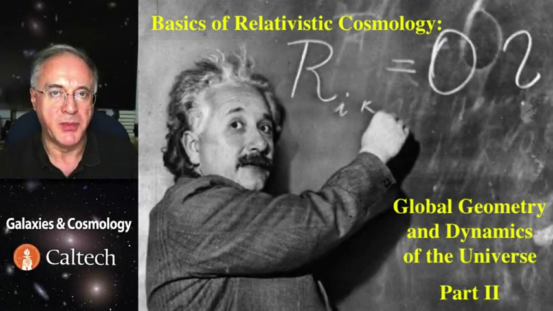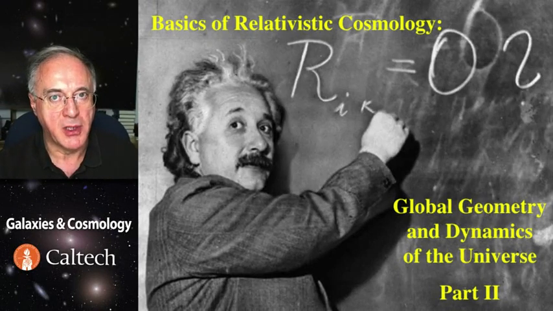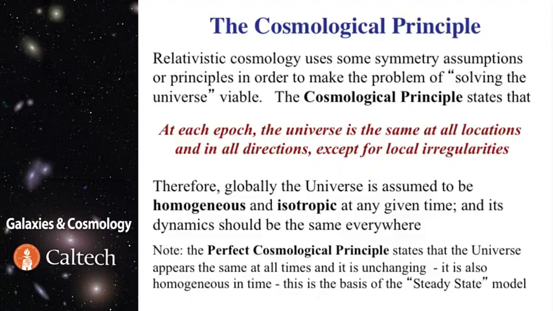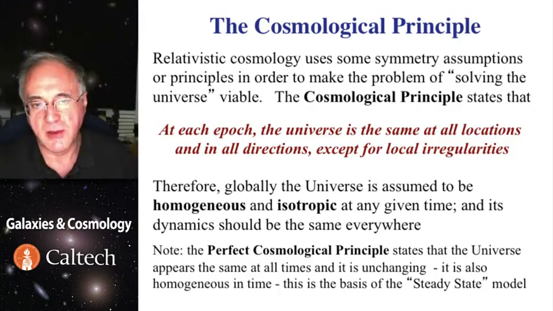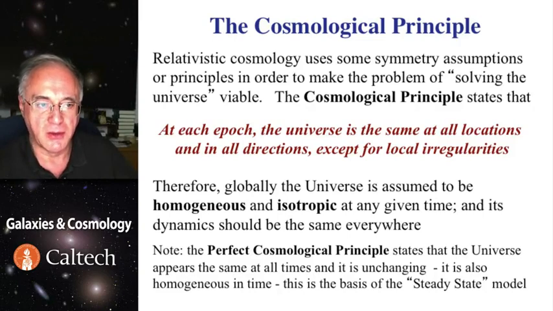Let us continue this brief introduction into relativistic cosmology. An important notion is the so-called cosmological principle. It states that the universe is the same at a given time, the same in all directions and at all locations. This is what's described as homogeneity and isotropy. In a sense, the cosmological principle is the generalization of the Copernican principle, but on a global universal scale.